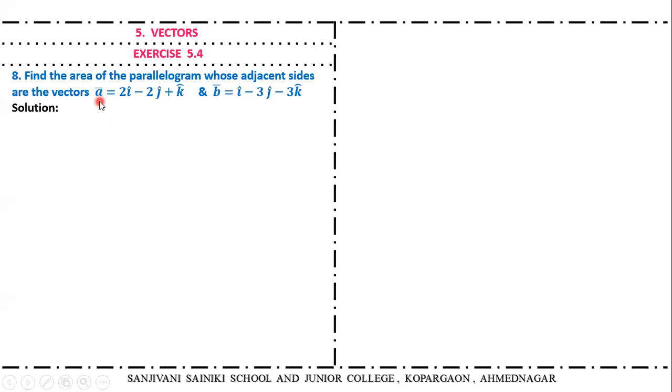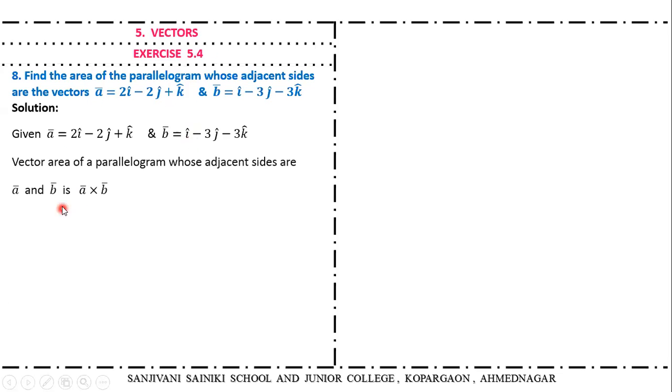The eighth example: find the area of the parallelogram whose adjacent sides are the vectors a bar equal to 2i cap minus 2j cap plus k cap, and b bar equal to i cap minus 3j cap minus 3k cap. So what is given? a bar is given and b bar is given. Now this is the formula: the vector area of the parallelogram whose adjacent sides are a bar and b bar is a bar cross b bar.